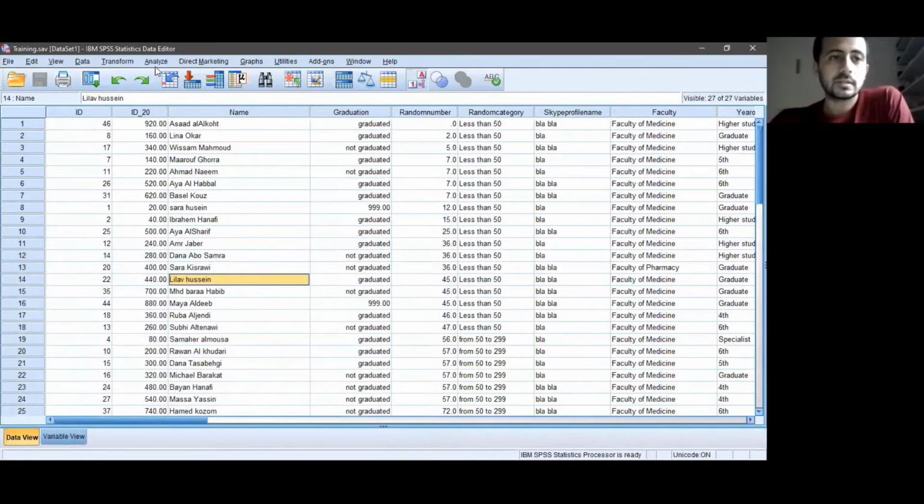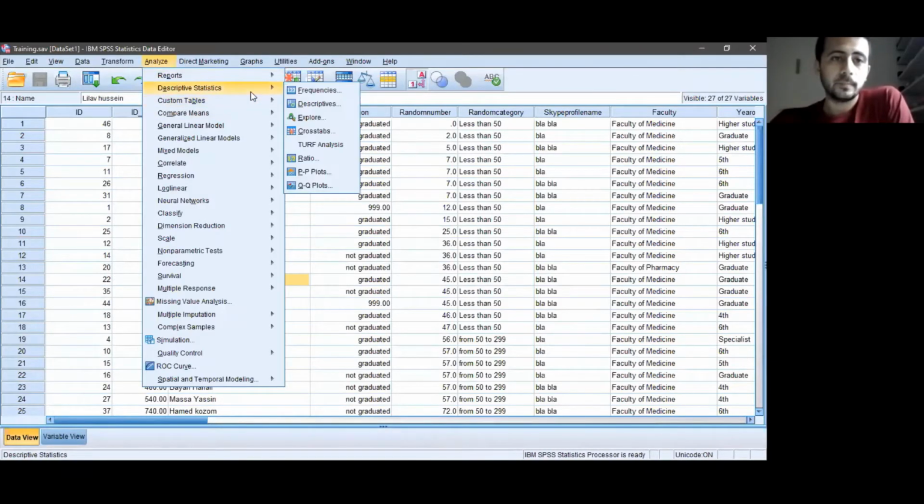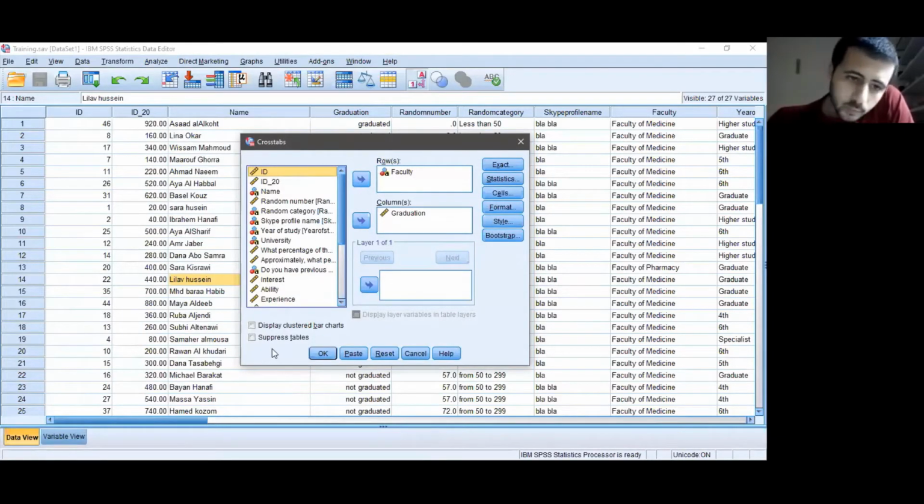I will hit the same crosstab, but I will check display clustered bar chart. Okay, clustered bar, and we will see why it is clustered bar. Usually we have a bar chart, but here we have a cluster. Why? What else can we have?